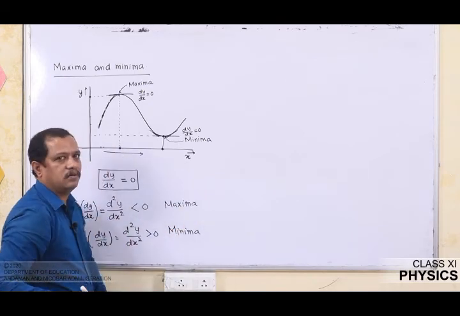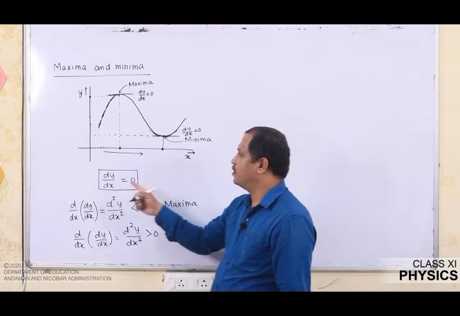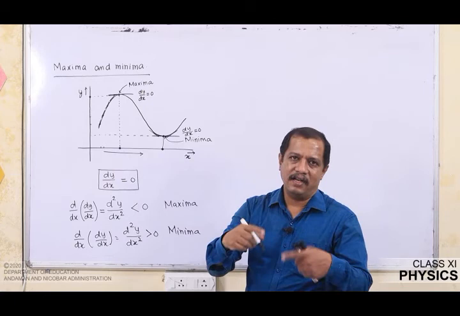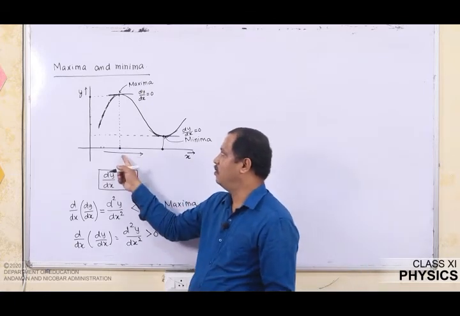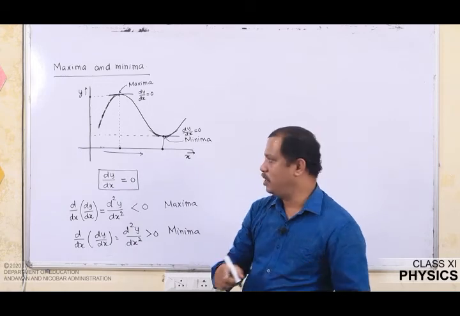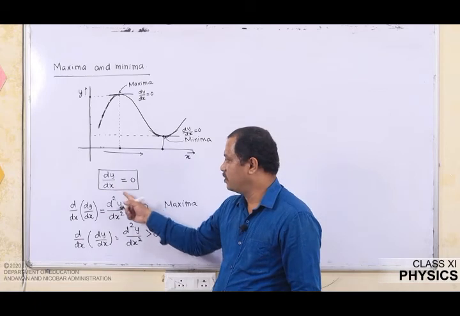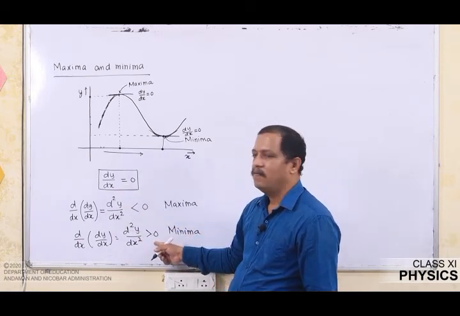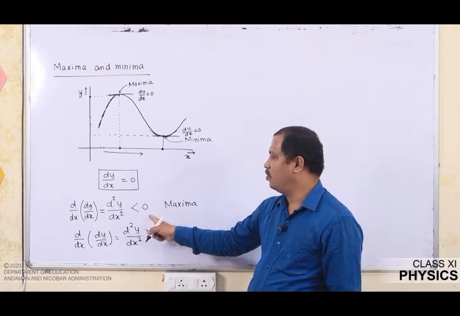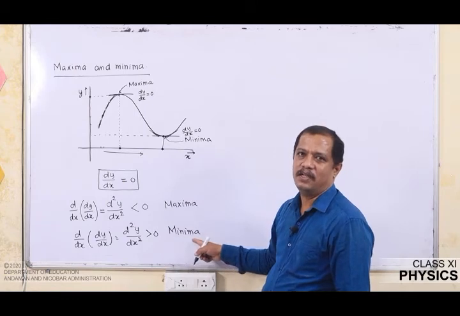So it's very simple to calculate maxima and minima. What I am going to do, the given function, first I am going to differentiate and I am going to equate it to 0, and I will find the value of x at which maxima or minima occurs. Then to check whether it is maxima or minima, I am going to differentiate a second time, and look for whether the value is less than 0 or greater than 0. If it is less than 0, I am going to say that it is maxima, and if it is greater than 0, I am going to say it is minima.